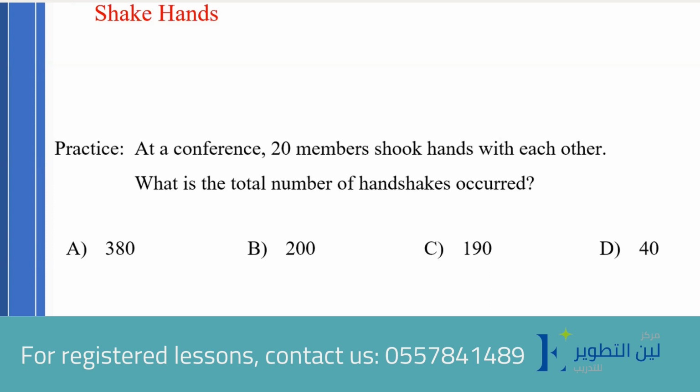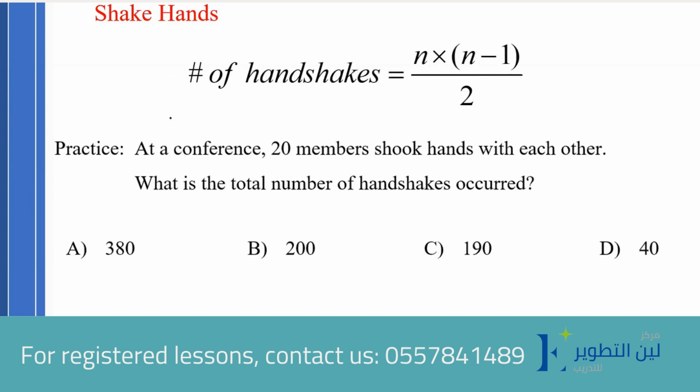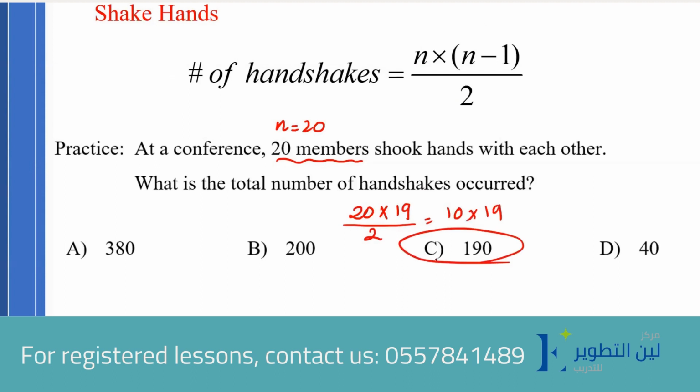So there is a rule you have to know. If it's a problem similar to this one, and of course it's the same every time in GAT, the same problem but with different numbers. The number of handshakes, as Ala said, is N, the number of people, N times N minus 1 over 2. N is 20. So the answer is 20 times 19 over 2. This is nothing, just 10 times 19, which is 190. So this is a rule you have to know.